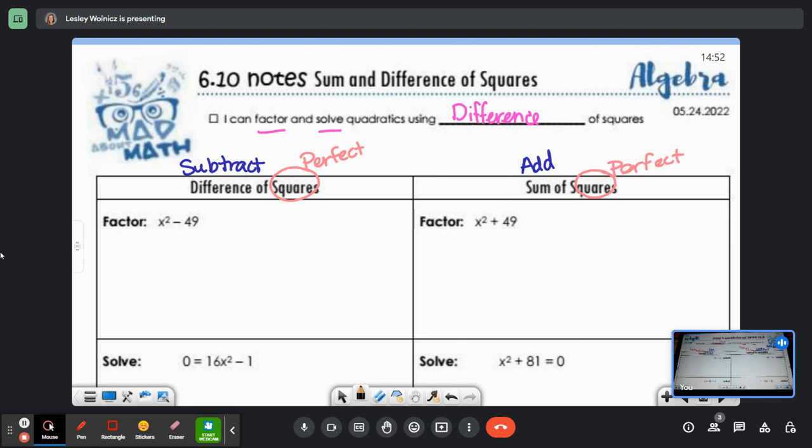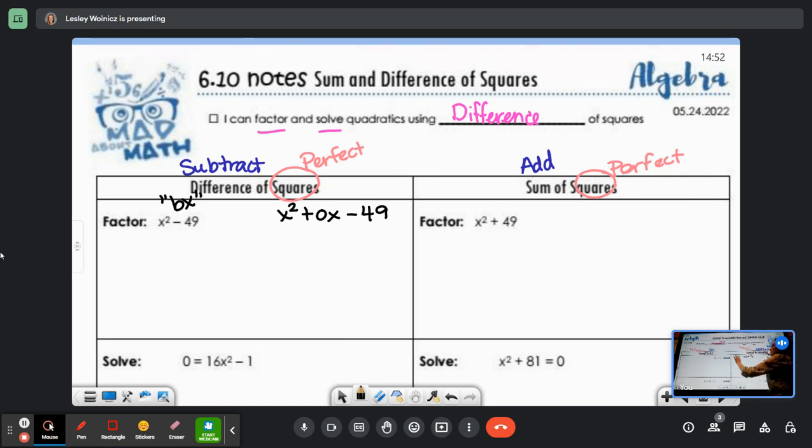We're going to learn a little trick for factoring a difference of squares. But first we have to figure out why it works, okay? So, do you see that we're missing our bx term? We have 0 x's, right? So let's write that in. So x squared plus 0x minus 49.